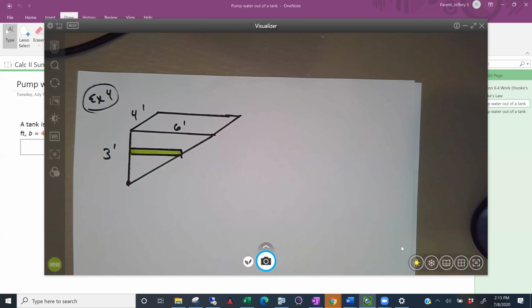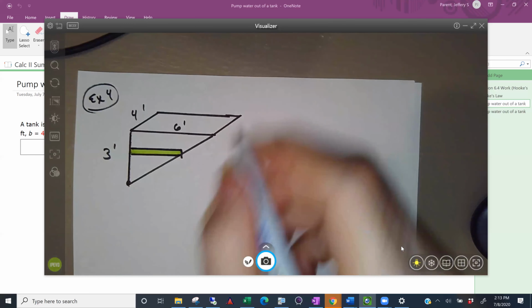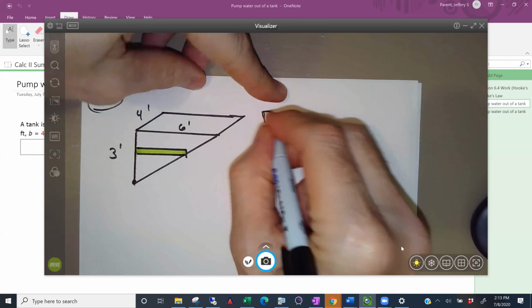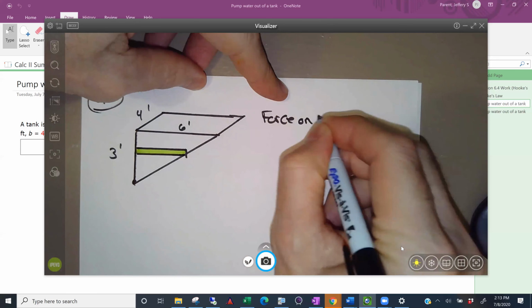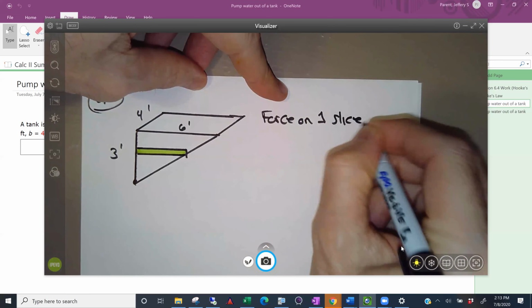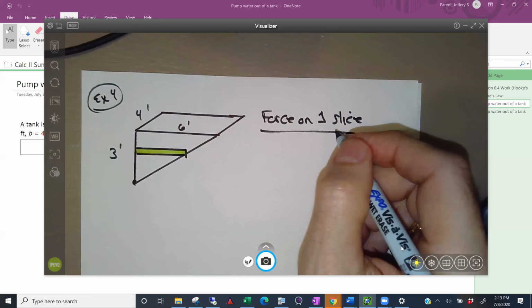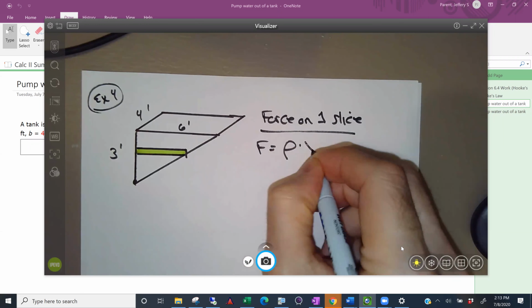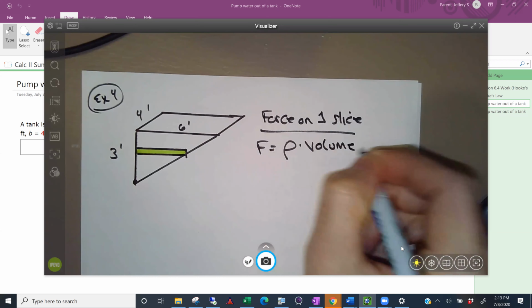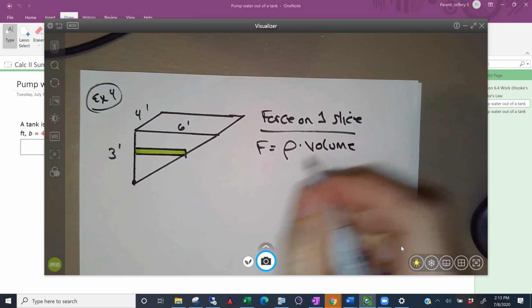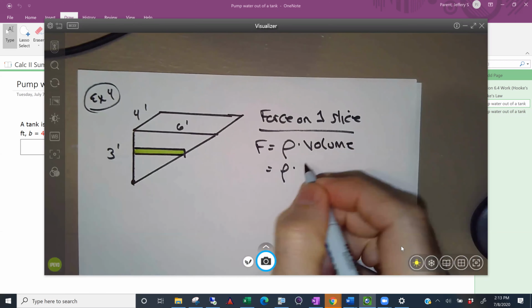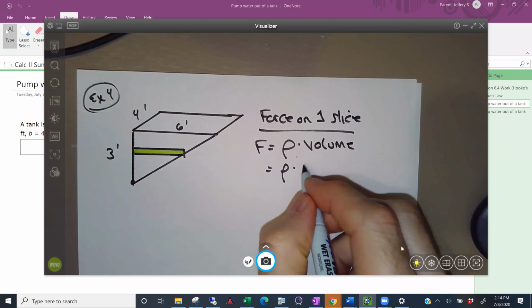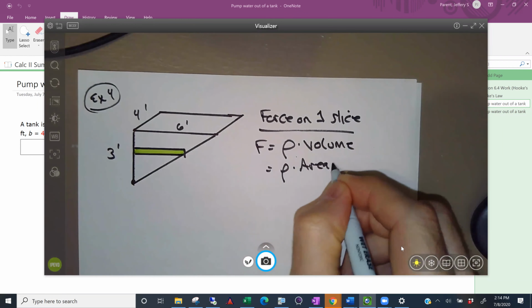So the first thing we want to do is calculate the force on one slice. The force required is really going to be the density times the volume of that slice. And the volume can be further broken up into the area times the thickness.